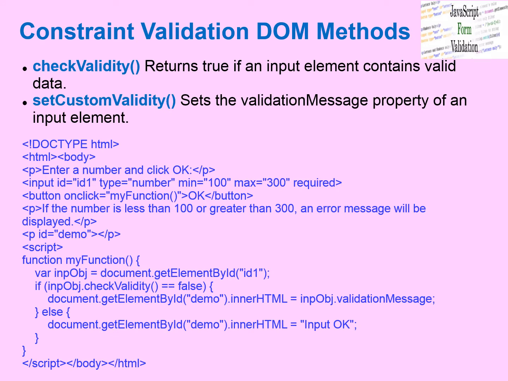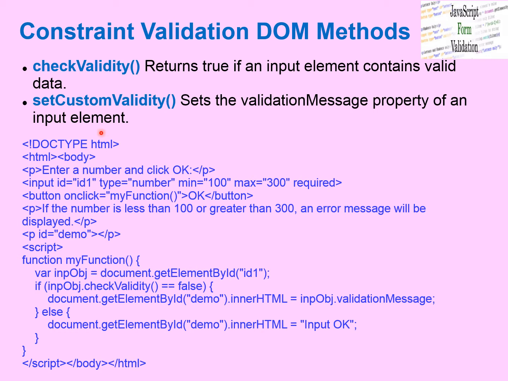Now we can see the constraint validation DOM methods. checkValidity is a method that returns true if the input element contains valid data. setCustomValidity is another method, which sets the validation message property of an input element. So these are the two main methods related to the constraint validation DOM.